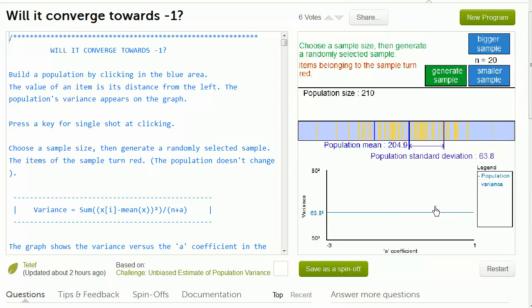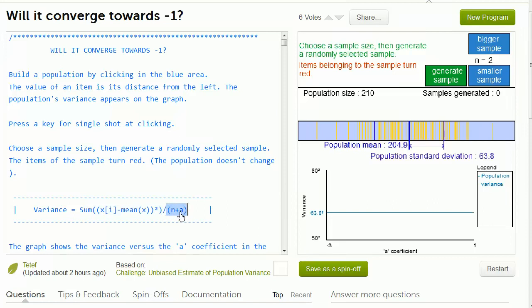We can now start to take samples, and we can decide what sample size we want to do. I'll start with really small samples, so the smallest possible sample that makes any sense. What the simulation is going to do is, every time I take a sample, calculate the variance. So the numerator is going to be the sum of each of my data points in my sample minus my sample mean, and I'm going to square it. And then it's going to divide it by n plus a.